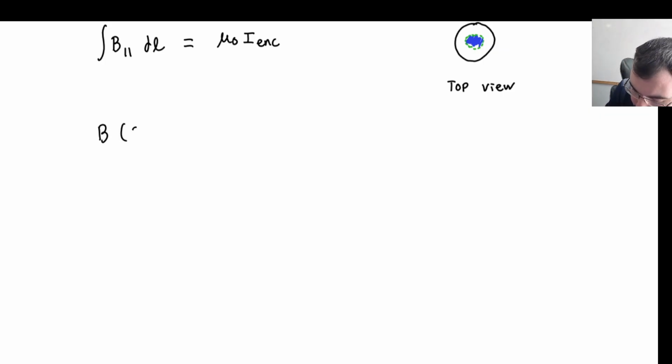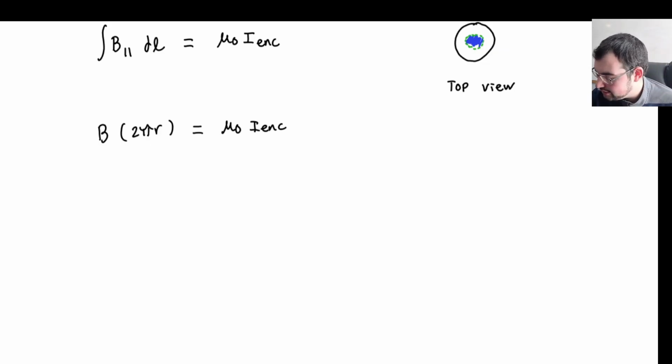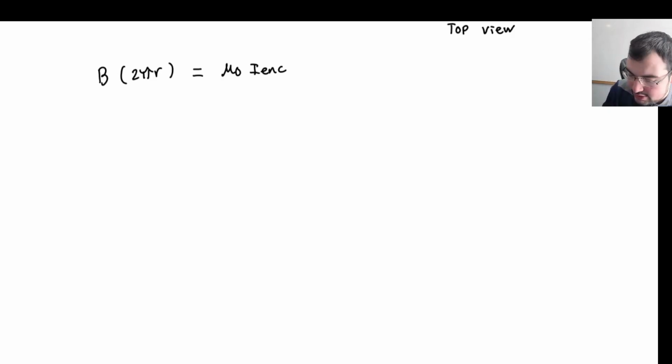B times 2 pi r is equal to mu naught times I enclosed. So now let's find I enclosed. And again, we'll show two methods for this. So first, I enclosed is just going to be equal to the constant current density J times the enclosed area.